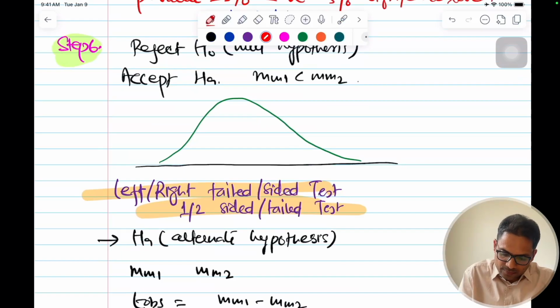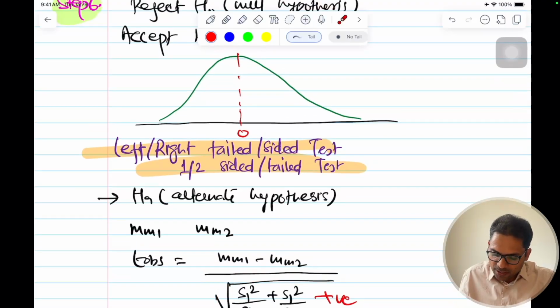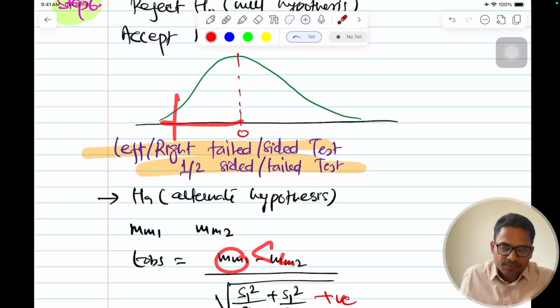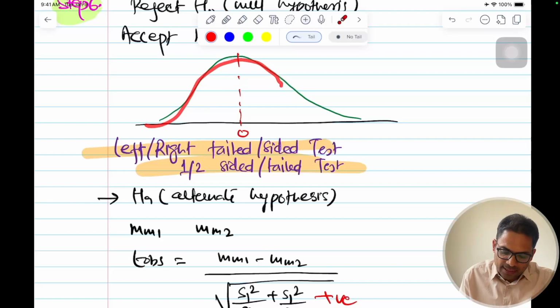So for example, this is 0. My t observed value, what values will it take? It will depend on the numerator only. If mean recovery time mm1 is greater than mm2, then it will go on the positive side, because this one is greater. And if mm1 is less than mm2, then it will go on the negative side. If we go on the positive side, this is called a right tail test. And if you go on the negative side, it is called a left tail test or left sided test.